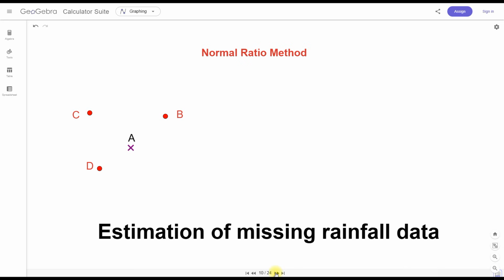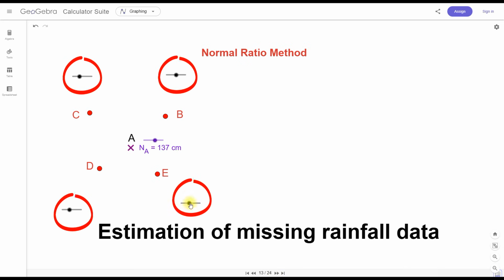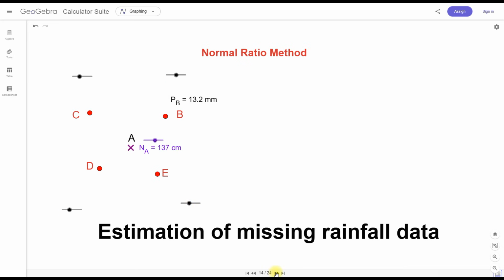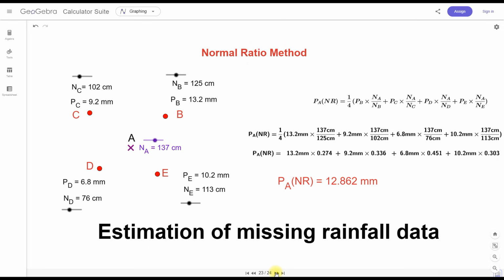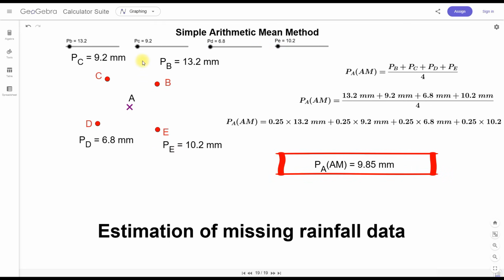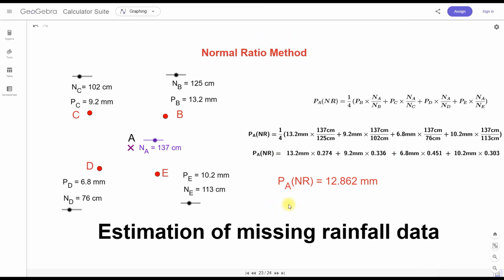These sliders are at normal values, which we will use later. First, put the values of normal and storm precipitation in the formula. We will get an estimate of PA equals 12.86 millimeters, which is different from the estimate by the arithmetic mean method, which was 9.85 millimeters. This is because the weight of each index station is different.